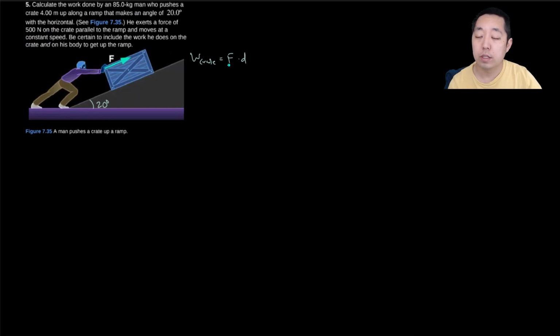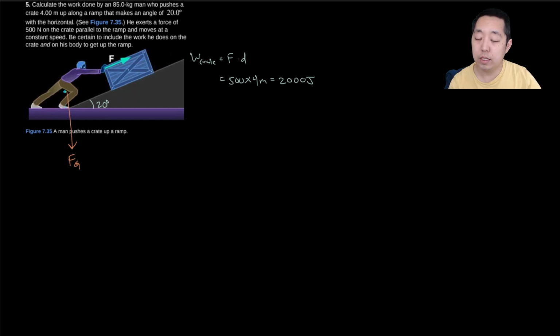So we know the force that he exerts, and we know the distance that he travels. So the work done by the crate is 500 times 4 meters, and that's 2,000 joules. But there's also work that he does to lift himself up, to go up these 4 meters. And so I've got to do a free body diagram. Well, he has gravity acting on him.